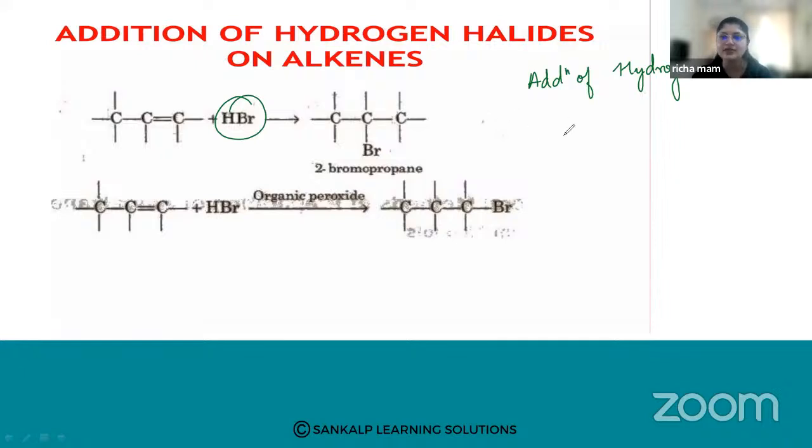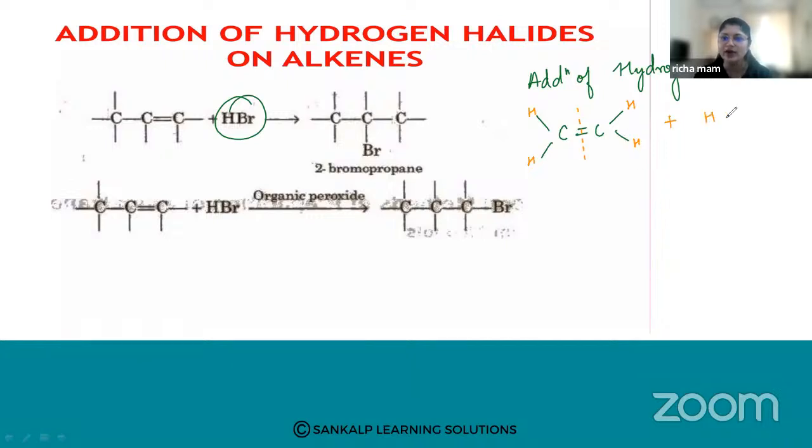Suppose I have a symmetrical alkene. Now, what do you mean by symmetrical alkene? If I put a line in the center, you can see on either side the same number of atoms are present, right? Same identical atoms are present. So this is said to be a symmetrical alkene.